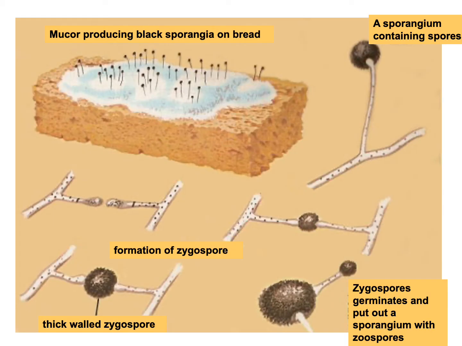Okay, so one more time, another slide on the sexual reproduction. Again, fusion, and then formation of the zygospore. Then the zygospore germinates and puts out a sporangium with spores. So this all happens on the bread.